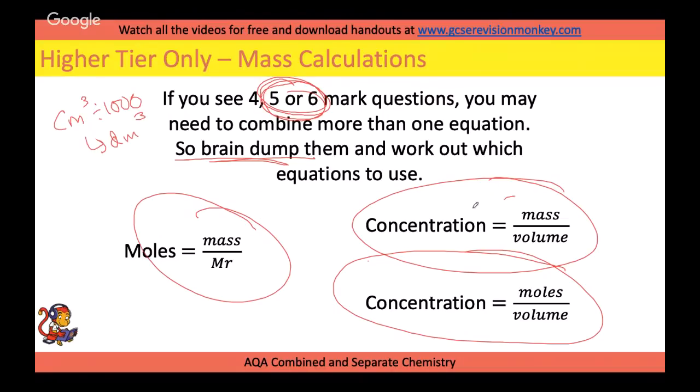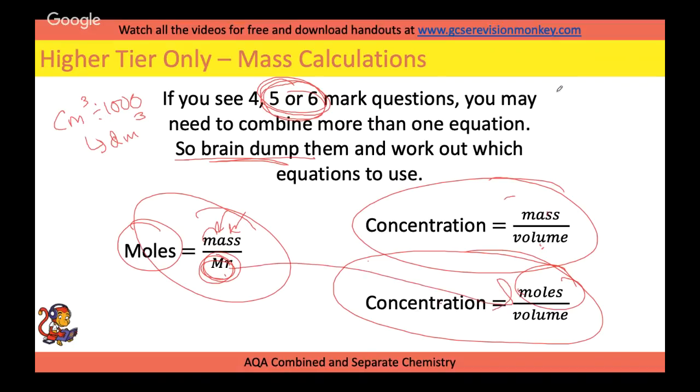For example, let's say you needed to work out concentration by mass over volume. You may well need to work out the mass first by rearranging this and doing moles times MR. Or if you wanted to work out moles over volume, you may well need to do the mass divided by relative formula mass first and then put it into this equation.